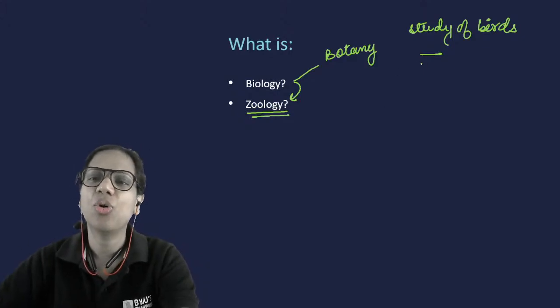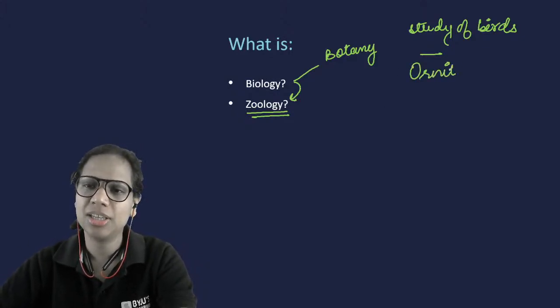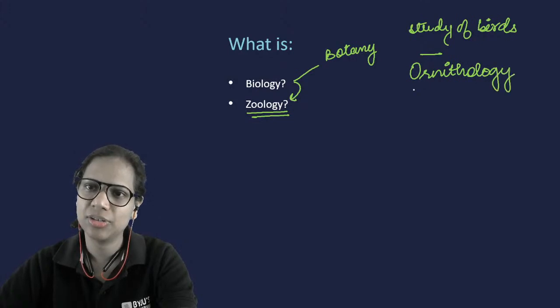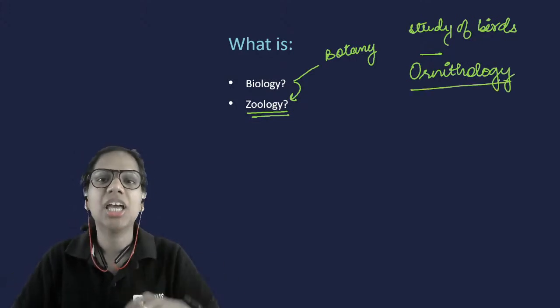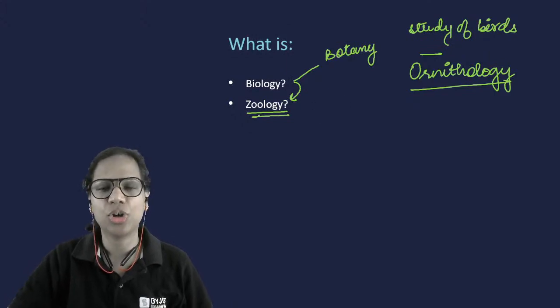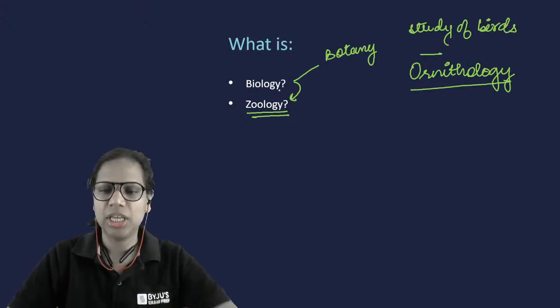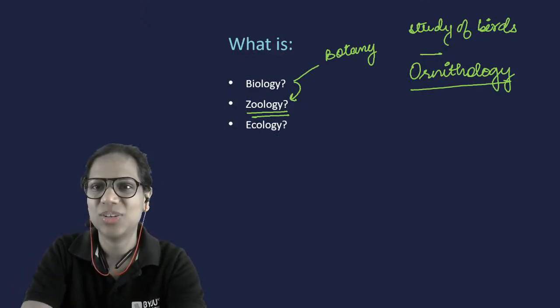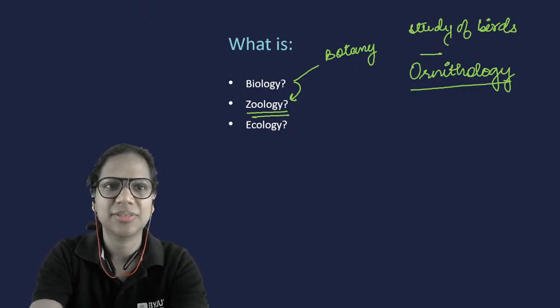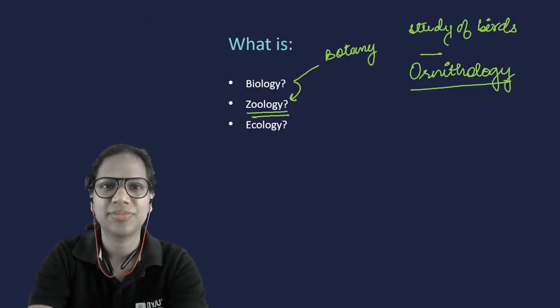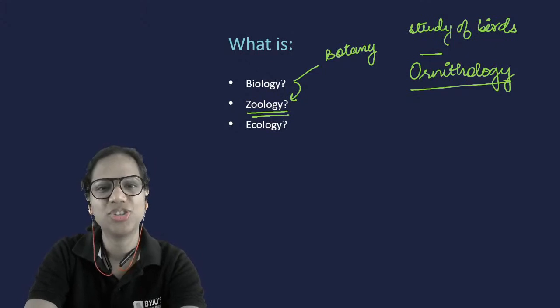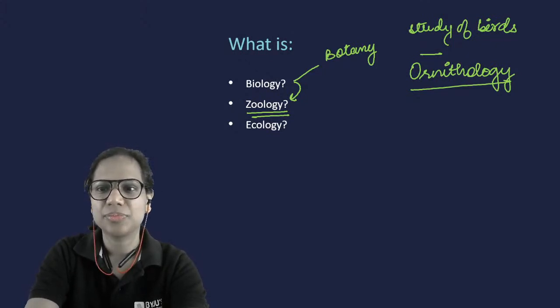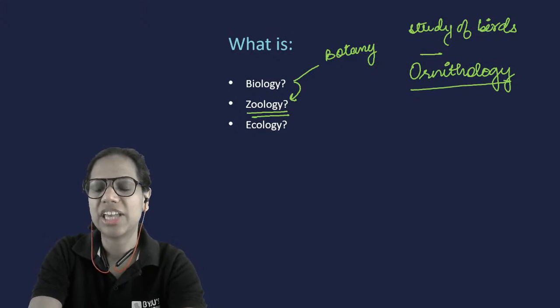It is called ornithology. Okay, all right. So, botany, zoology, ornithology, they're a part of biology. Now, the question is, what is ecology? Eco, you understand. Logy, you understand. Let's say oncology is the study of cancer. Oncology departments are there in various hospitals.